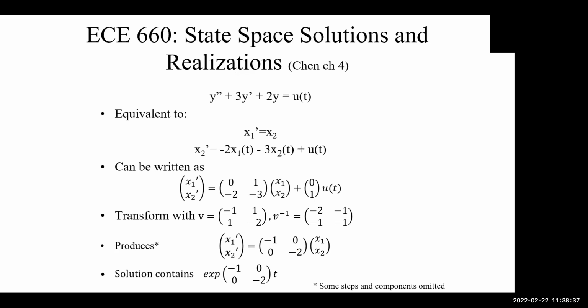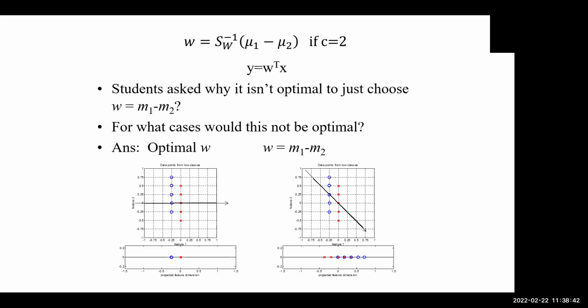Again, the idea is for you to see the same math shows up. So going back to our situation, trying to find ways where you can process things and find a better projection. In the past, I've had students ask, why can't we just choose the difference of the means?